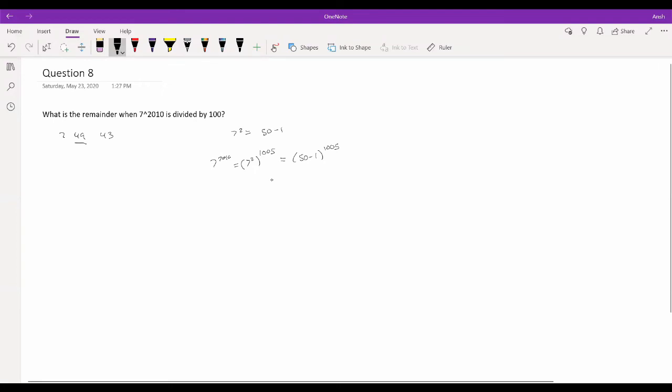So what we can do here is we can binomial expand. Since we only need to look at the last 2 terms, the last 2 terms would be 1005 times 50 minus 1. So if you take this mod 100, this just becomes 5 times 50 minus 1, which becomes 249, which mod 100 would be 49, and that's our answer.